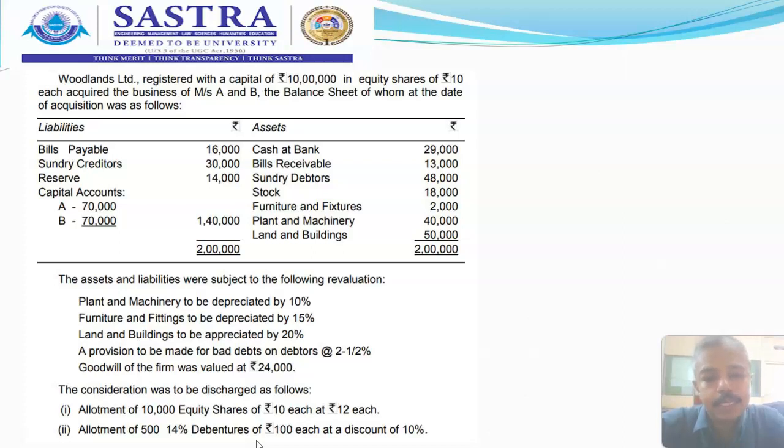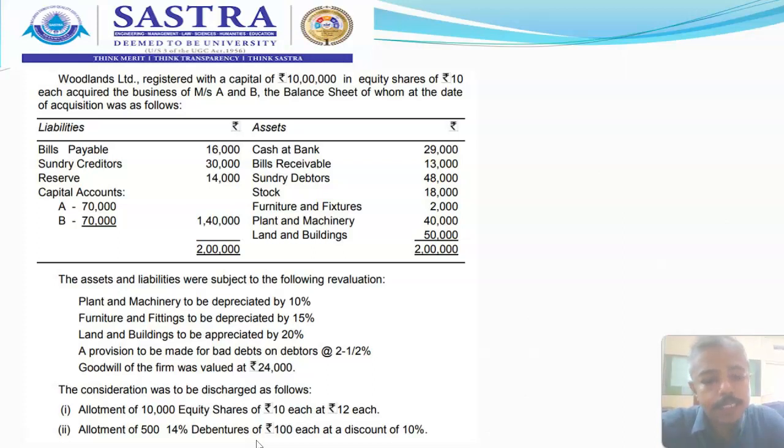Whereas on the asset side, cash at bank is 29,000, bills receivable rupees 13,000, sundry debtors rupees 48,000, stock rupees 18,000, furniture and fixtures rupees 2,000, plant and machinery 40,000, and land and building rupees 50,000. The total of the asset side is 2 lakhs.